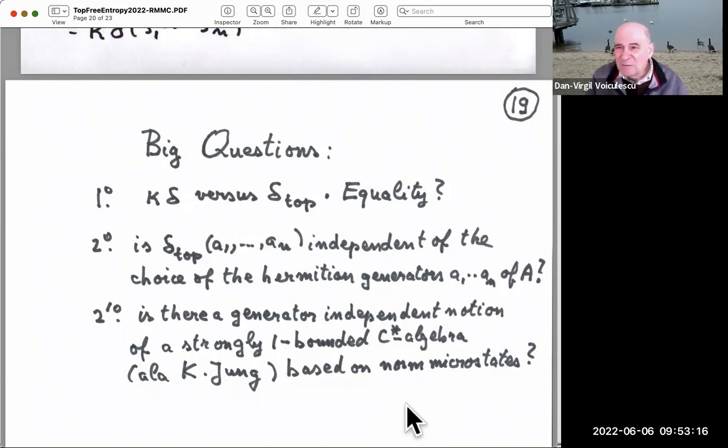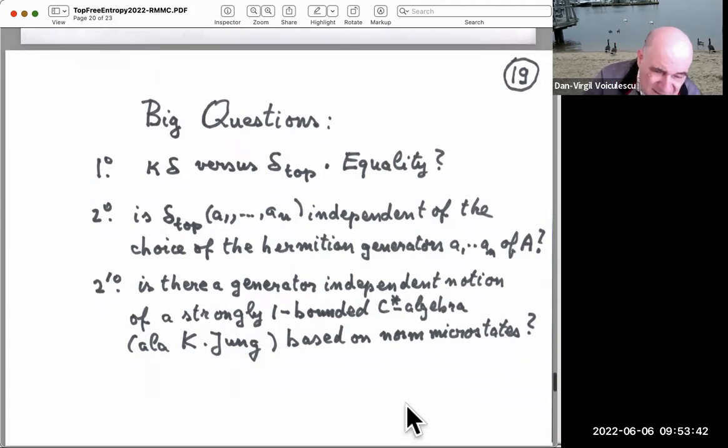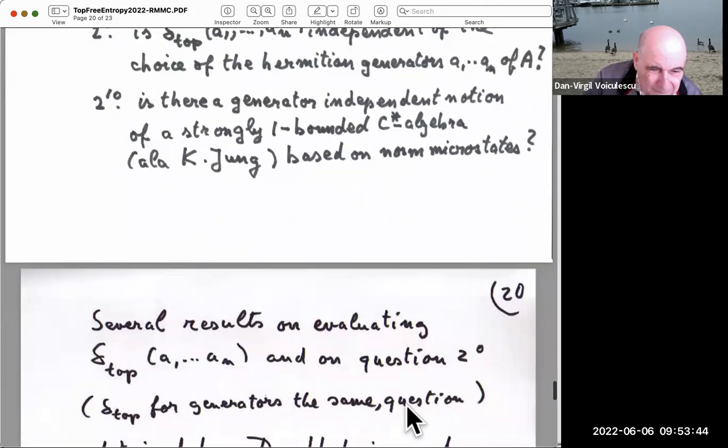And there is an obvious question whether one can play the same game with norm microstates, and whether there is such a notion of strongly one-bounded C-star algebra in the sense of norm microstates, which is generator independent. I think it's a natural question.